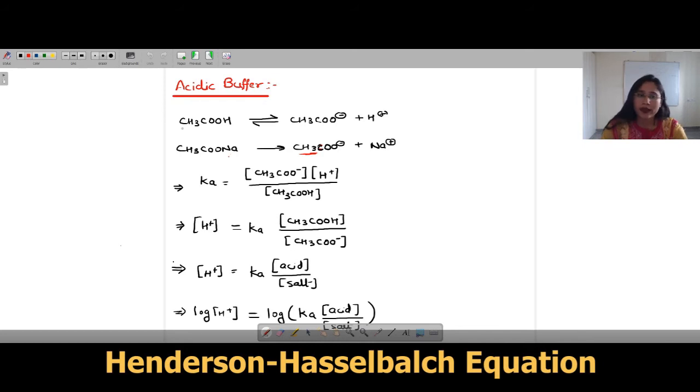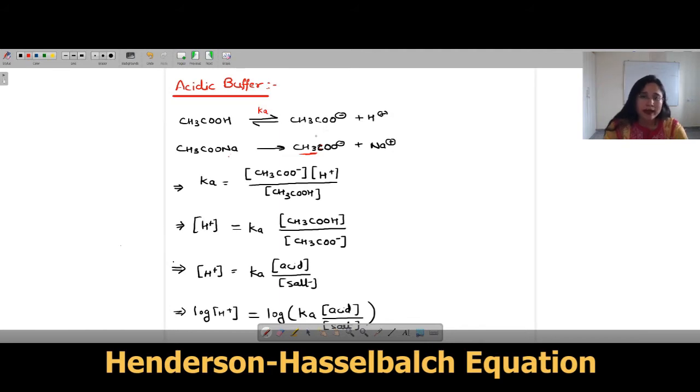Here I have taken the example of a weak acid and the salt of the weak acid. Since acetic acid is a weak acid, it will establish an equilibrium in aqueous solution, whereas sodium acetate is a strong electrolyte, so it furnishes its ions 100% or completely. For this we can say the equilibrium constant for this reaction will be Ka.